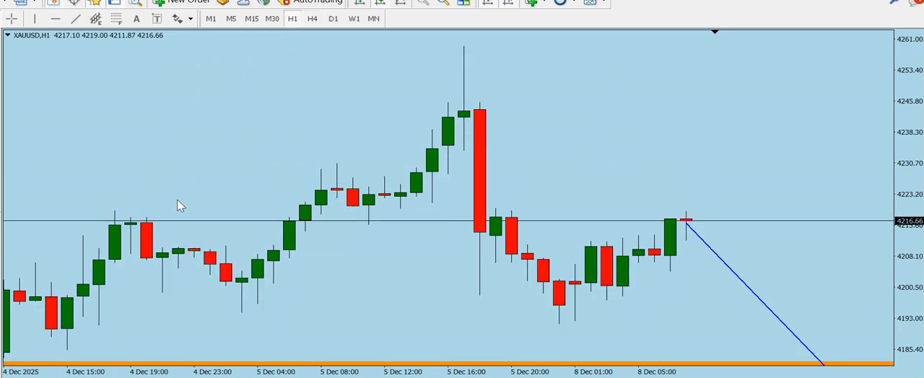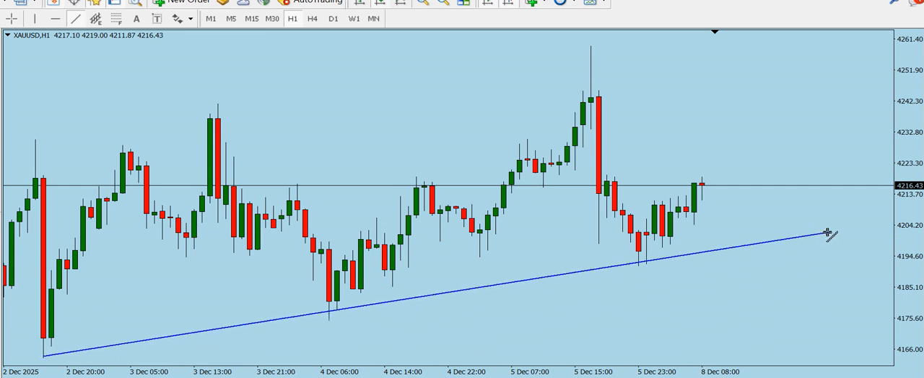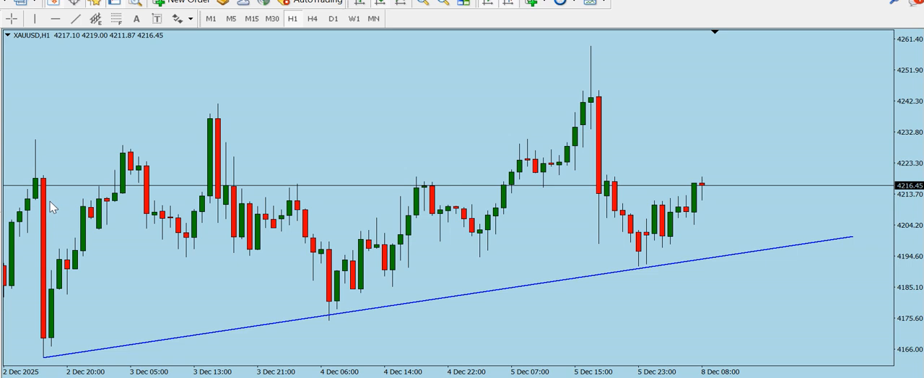On the 1-hour time frame, what do we have? We are looking at the 1-hour chart. Price is trending upward. We have a high, a low, a higher high, higher low, higher high, higher low. So we expect this to lead to a higher high in line with the current market structure.